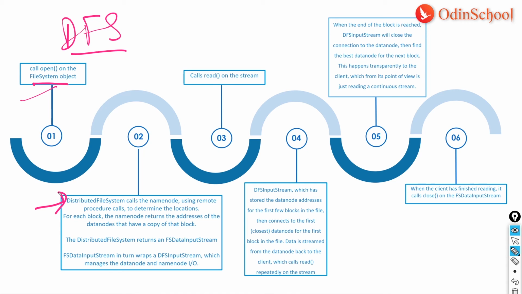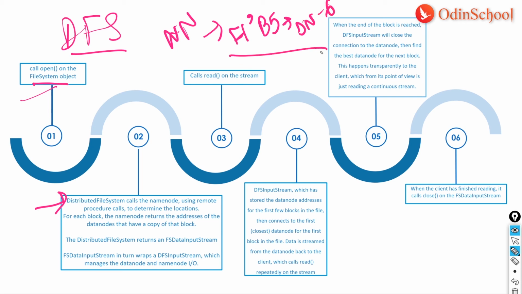For each and every block, the name node will return the address of the data node that has a copy of that block. So name node will tell something like file one's block number 5 is at data node number 6, something like this at a higher level. So you know now at which data node, at which block your file is. That address is there with you.